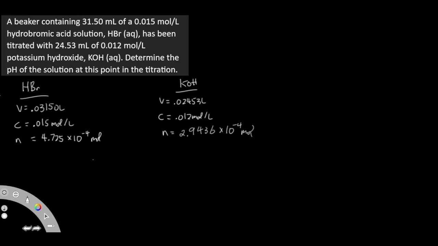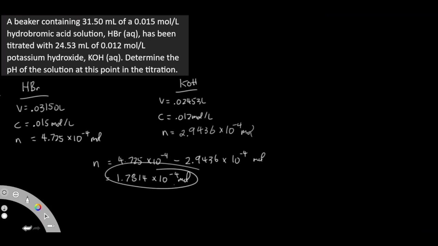So we're just going to do our little calculation over here, where we have our 4.725 times 10 to the negative 4. You subtract it by this one over here. And then we're going to eventually figure out what our difference is. I end up getting 1.7814. I think that's enough, times 10 to the negative 4 moles, okay?